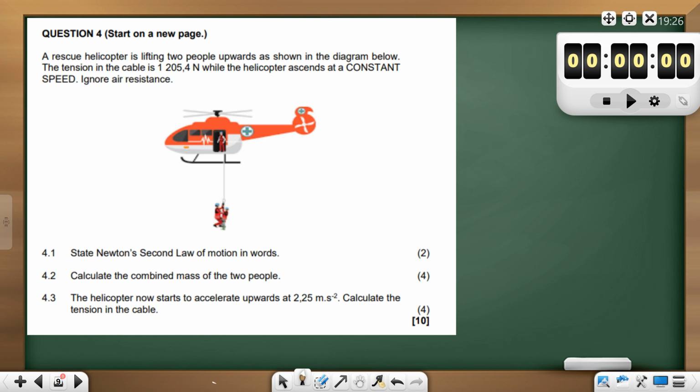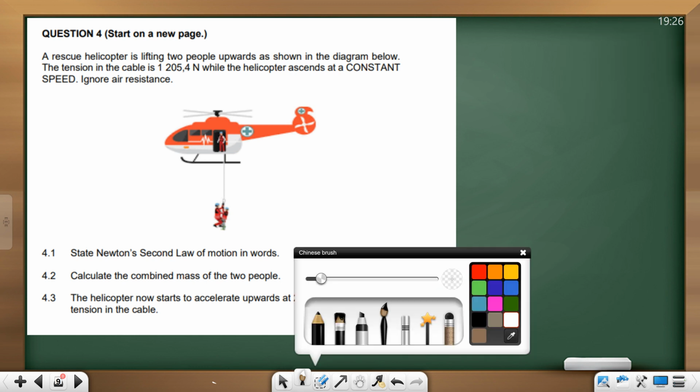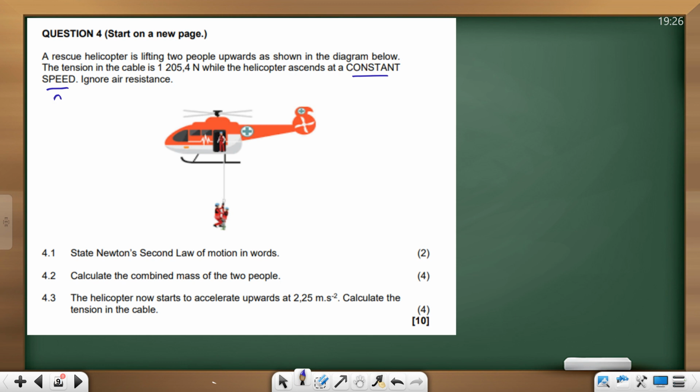A rescue helicopter is lifting two people upward, as shown in the diagram below. The tension in the cable is 1205,4 newtons, while the helicopter ascends at constant speed. Remember, we spoke about that word constant speed earlier on today. Constant speed, acceleration is equal to what? Zero. Guys, I'm sure Newton's second law is at the back of your calculator. That one you should know. When a net force acts on an object, the object will accelerate in the direction of the net force with an acceleration that is directly proportional to it.